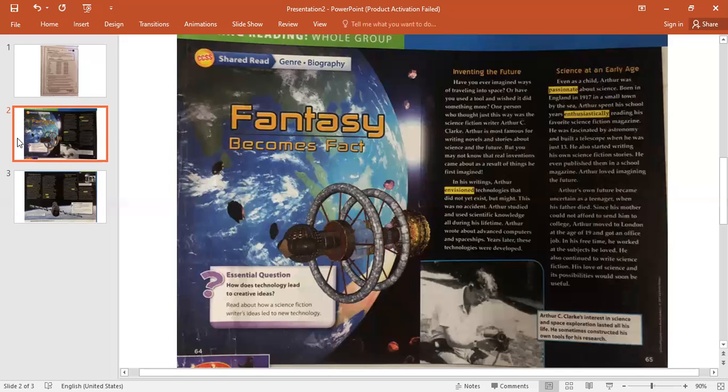So here in the photo, we see Arthur C. Clarke. His interest in science and space exploration lasted all his life. He sometimes constructed his own tools for his research.